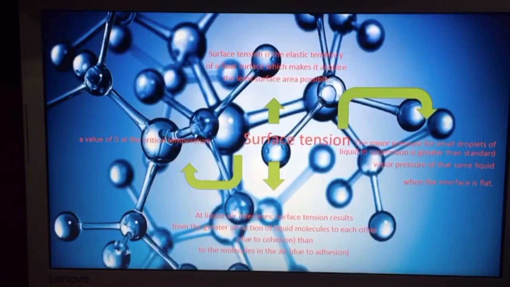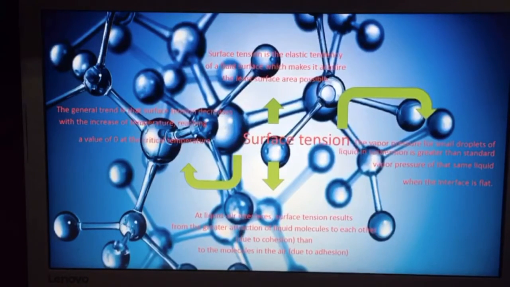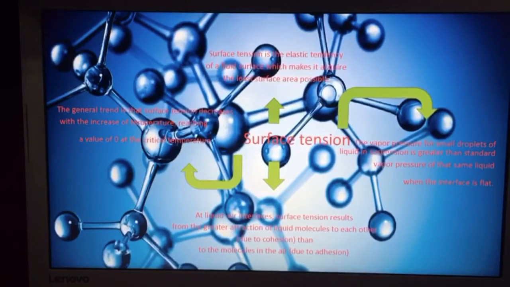The vapor pressure for small droplets of liquid in suspension is greater than the standard vapor pressure of that same liquid when the interface is flat. The general trend is that surface tension decreases as temperature increases, reaching a value of 0 at the critical temperature.